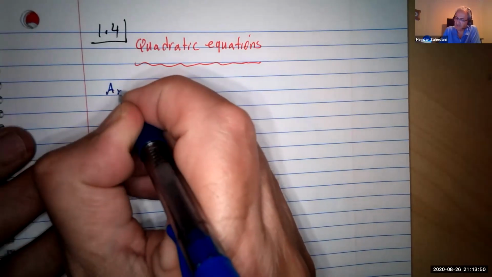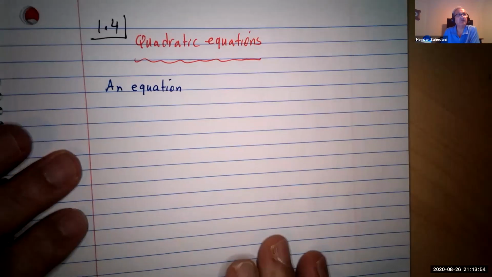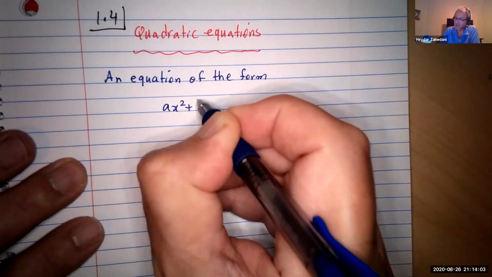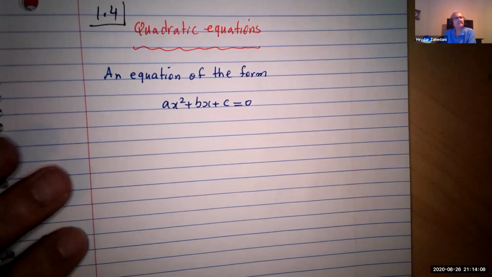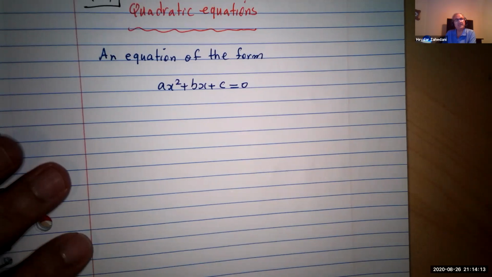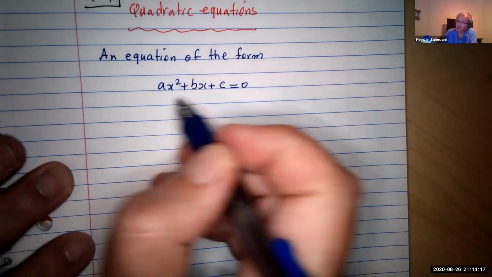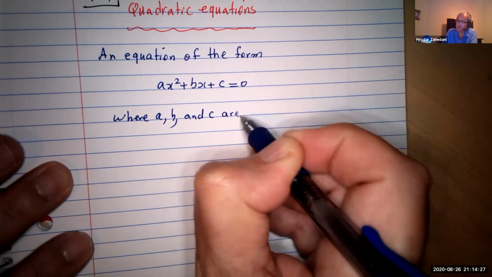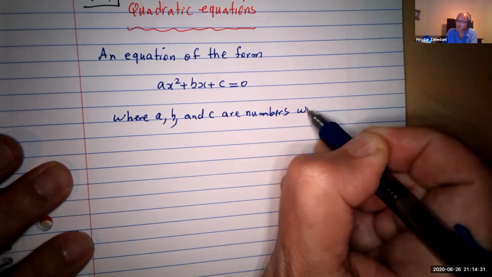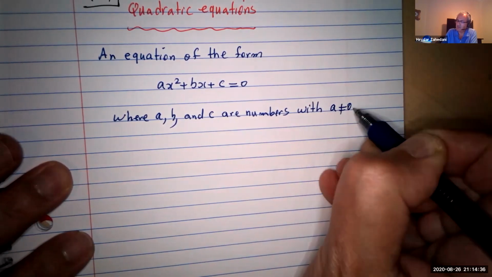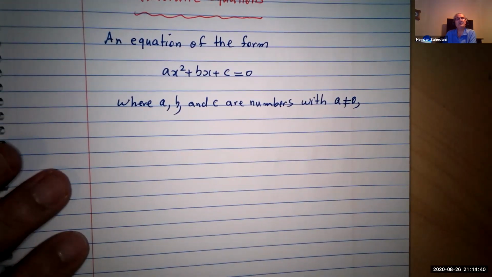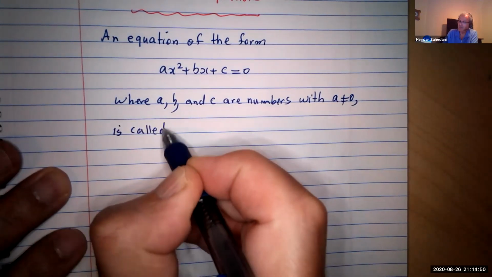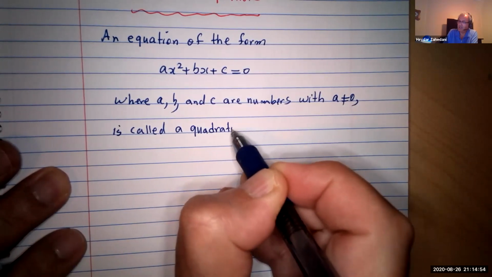Okay, an equation of the form, at least I'll give you the definition tonight. An equation of the form ax squared plus bx plus c equal to 0. You see it's quadratic, you must have x squared. So in this case, a cannot be 0. Where a, b, and c are numbers with one condition. The condition is that a is not equal to 0, because if a happens to be 0, you are going to lose the x squared. An equation of this form is called a quadratic equation.